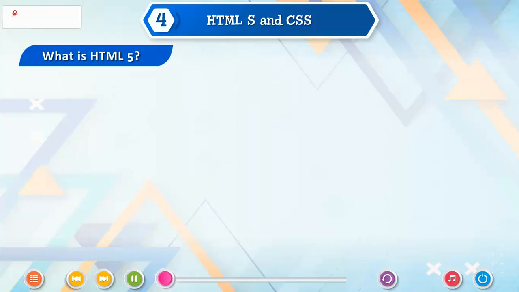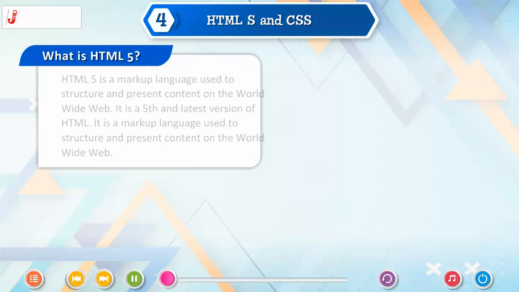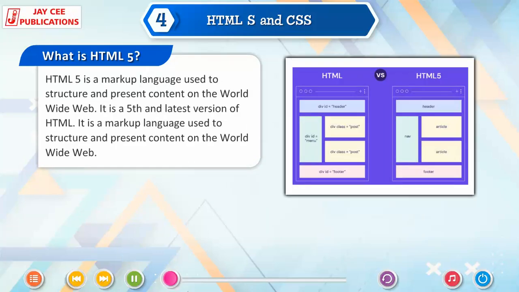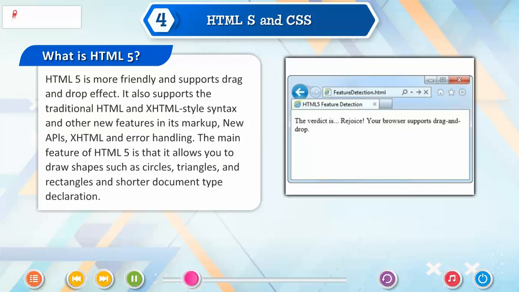What is HTML5? HTML5 is a markup language used to structure and present content on the World Wide Web. It is the fifth and latest version of HTML. HTML5 is more friendly and supports drag and drop effect.